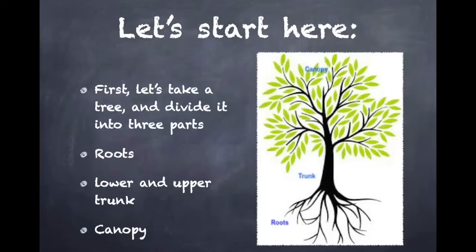So let's start here. We've already discussed the roots a little bit, so let's concentrate on the parts of the tree that we can see above the ground. We're going to take the trunk and divide it into the lower trunk and the upper trunk. And then we'll also discuss the canopy as to which animals we can find in these parts of the tree. Let's take a look now.